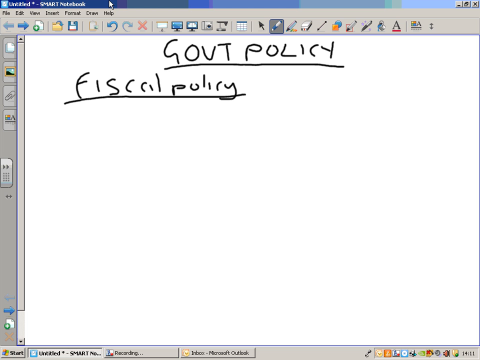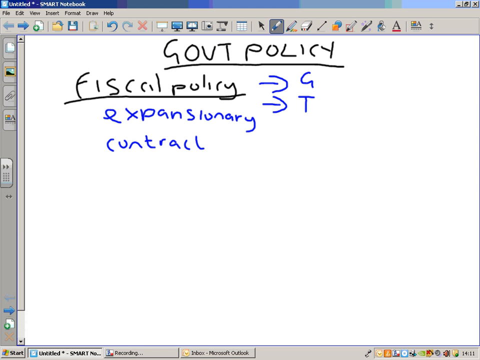Fiscal policy is to do with government spending and taxation in the economy. So what you can hopefully see from this is that government spending is an injection, taxation is a leakage from the economy. We have two different types of fiscal policy. We have something we call expansionary and something we call contractionary.